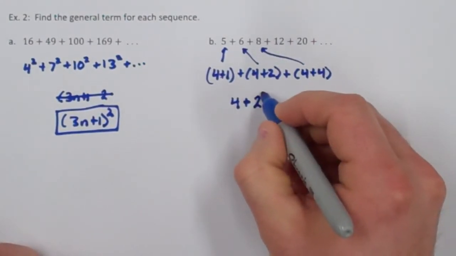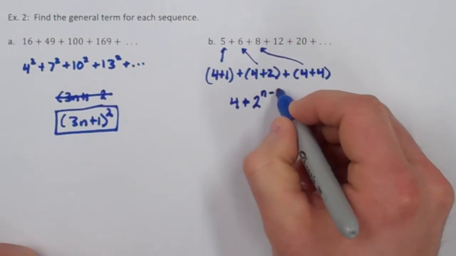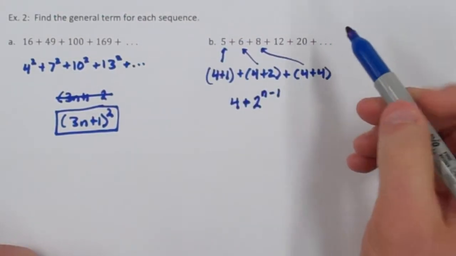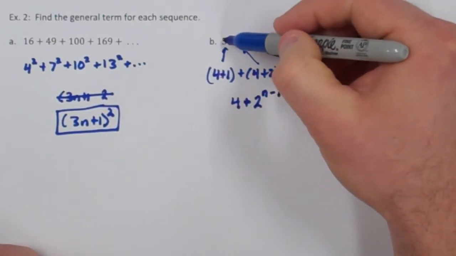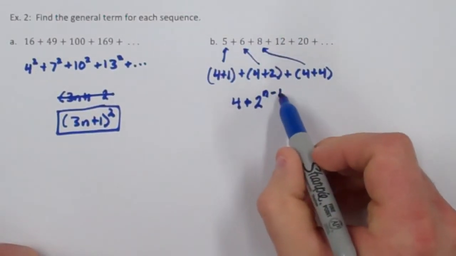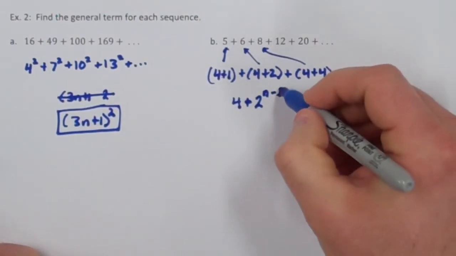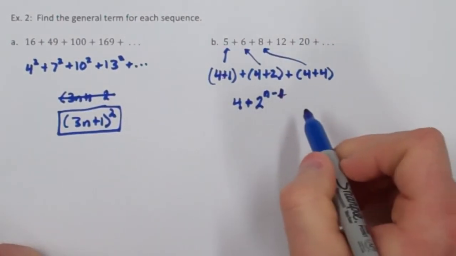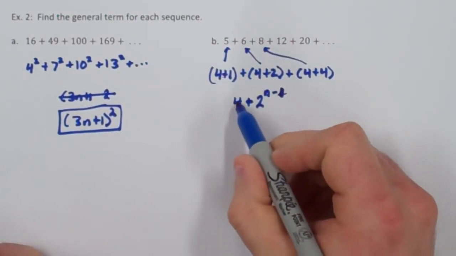So I'm going to write 2, and then I had to write n minus 1 in this case. The reason why is that n is 1 for the first term, and I only want to add 1. I don't want to add 2. So 1 minus 1 is 0, and 2 to the 0 power is definitely 1, plus 4 is 5.